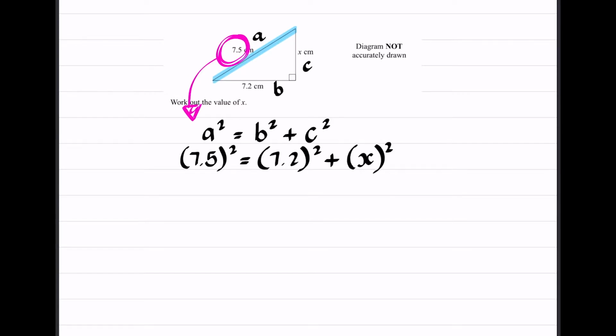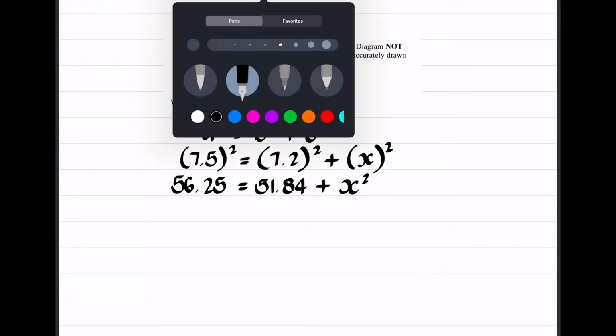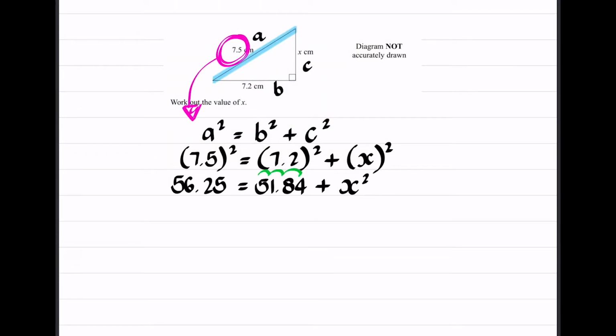So now I have 7.5 squared, which is 56.25, equal to 7.2 squared, which is 51.84, plus x squared. Now, however, the x I can notice is on the right hand side, which is perfect, that's not a problem. However, I do want to isolate that x, so in order to isolate that x, I have to get rid of this positive 51.84. So I'm going to, in fact, take it to the other side.